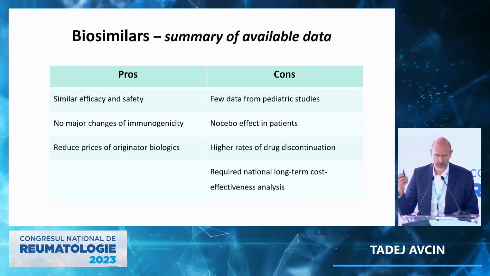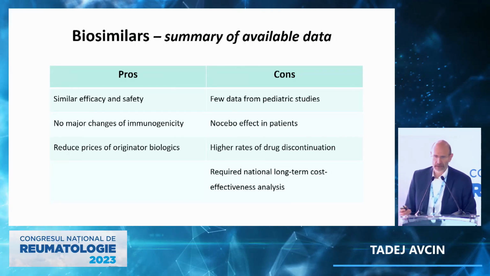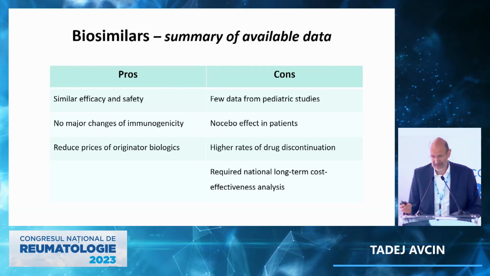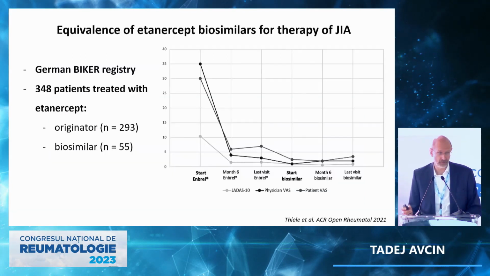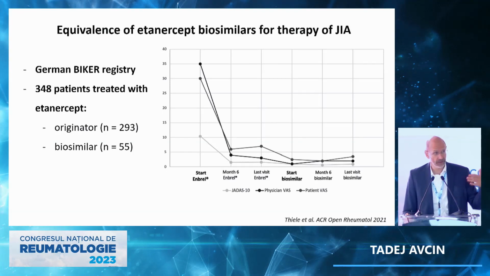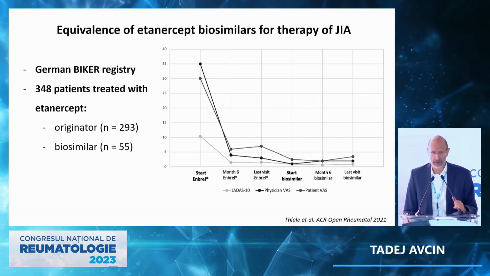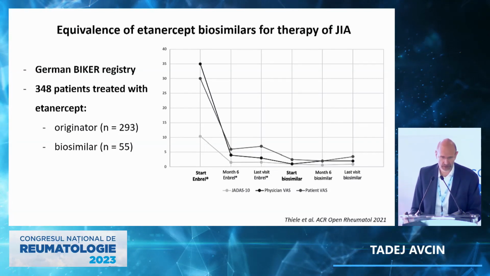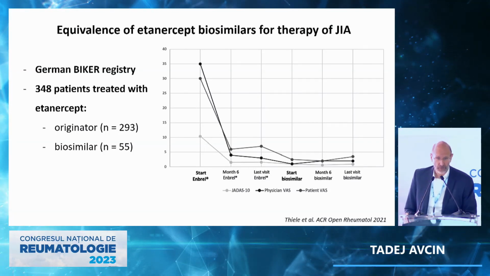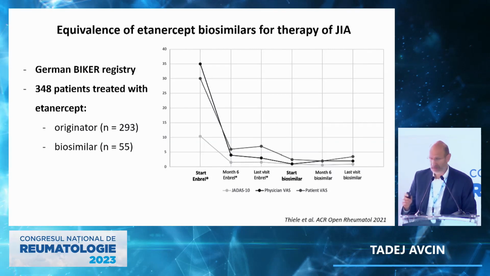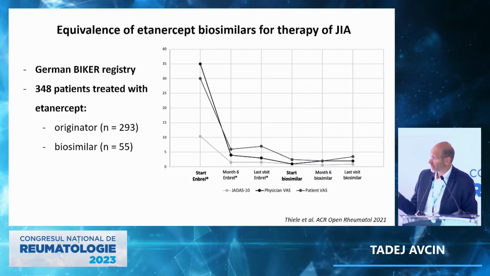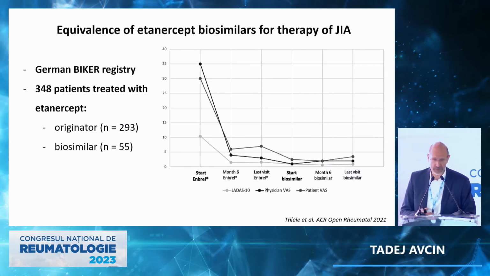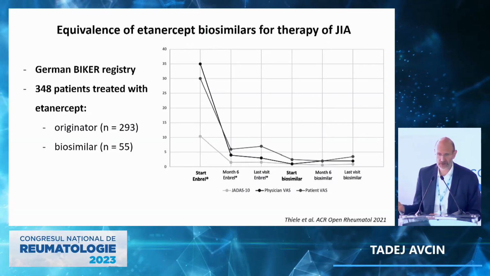We do know what the pros and cons are. For the cons, I would say that we do not have enough pediatric studies, but these are slowly mounting up. I would like to share this data from the German BICAR registry, where they treated 348 patients with etanercept. You can see the numbers for originator and biosimilar, and they switched patients on originator to biosimilar, and there were no disease relapses.